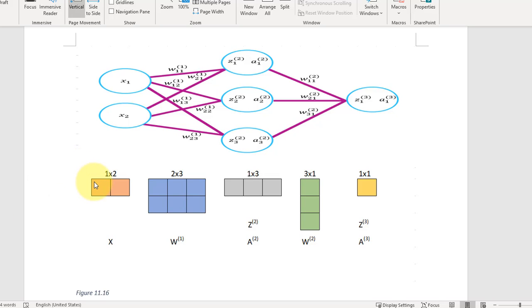So here we have a 1 by 2 and a 2 by 3, and we're going to do matrix multiplication, and that's going to give us the 1 by 3 here that we expected. And from the picture, you can guess that probably this is going to be a 1 by 3, and this is going to be a 3 by 1, and if we multiply them, we'll get a 1 by 1. So the picture suggests the operations that we're going to perform.